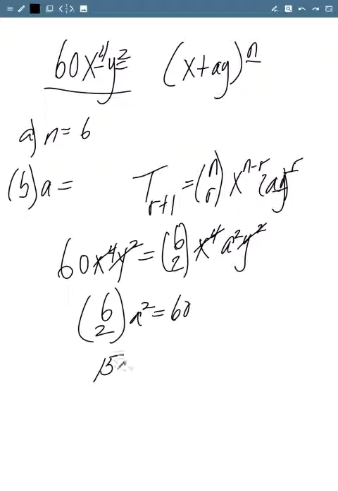So 15a squared is equal to 60. That means a squared is equal to 4, and a is equal to plus or minus 2. Same answer, but this time done the right way.